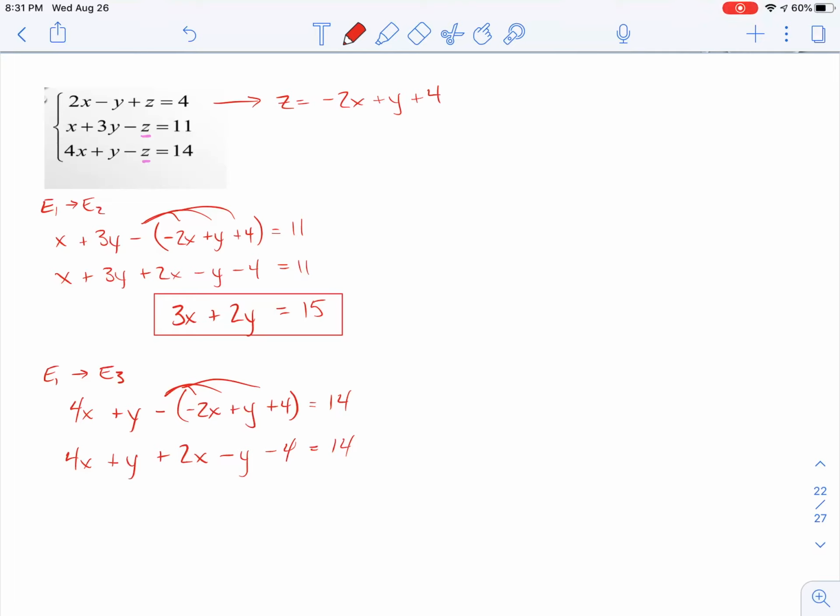So we're going to end up with 4x plus y plus 2x minus y minus 4 equal to 14. Again, now I'm going to combine like terms. 4x plus 2x is 6x. Y minus y simply goes away. And when I add 4 to both sides, I get equals 18. Okay, this happened to work out really nicely for us.